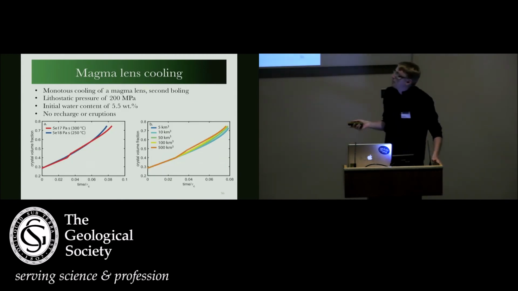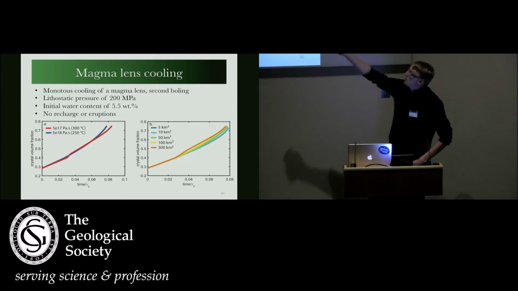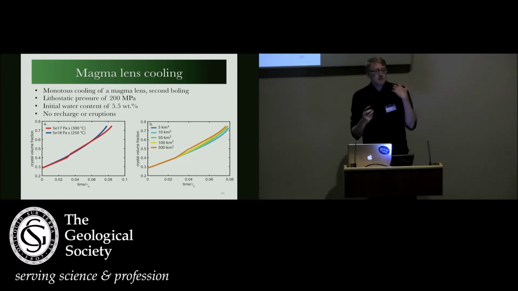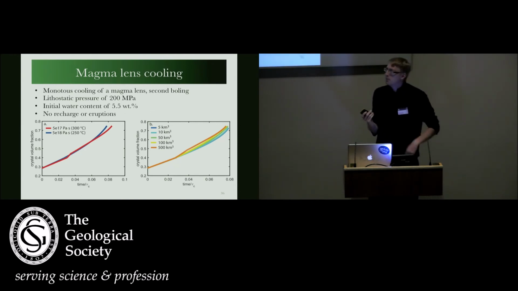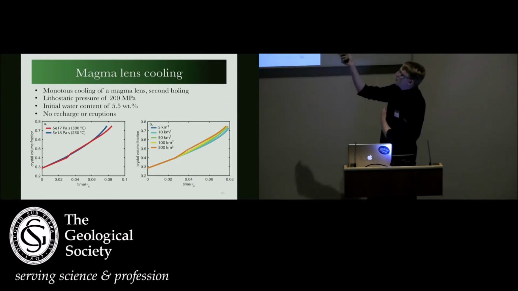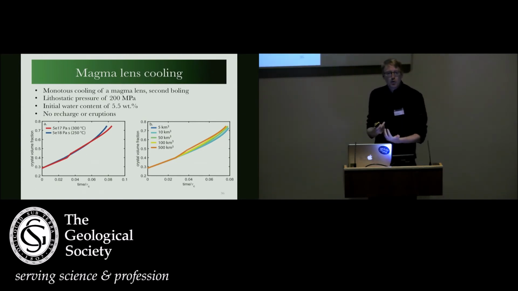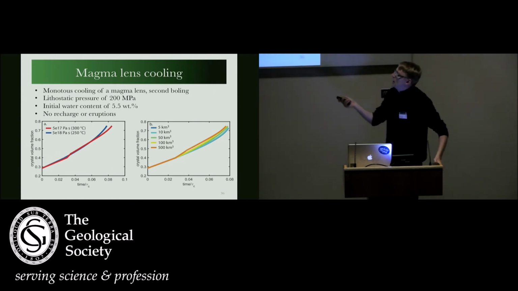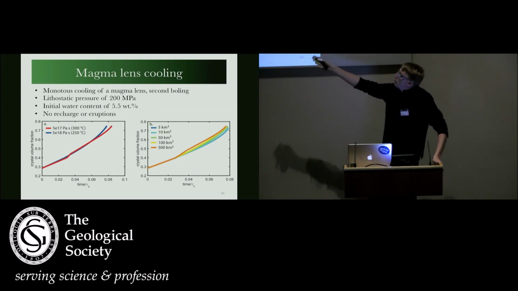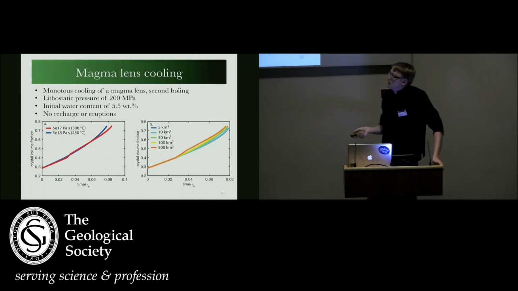Okay. So what did we actually simulate with the larger model? Imagine that you're starting off with this magma lens in the upper crust where you have a mobile magma, and we just let it cool. We don't have injection of new magma, just for the sake of simplicity. We look at this scenario only. So we have monotonous cooling of the magma lens, and the model accounts for second boiling. As you crystallize, you're pushing more volatiles into the melt, and you're creating more gas volume due to that. Initial water content is 5.5 weight%, and we're at the depth of 200 megapascals.